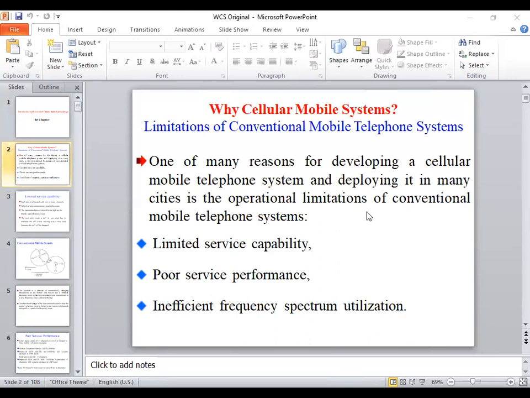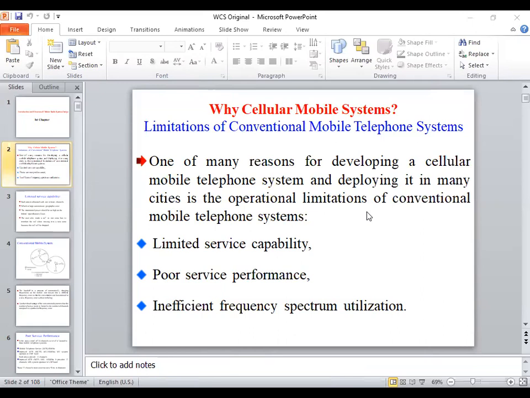Okay. So actually, there are some limitations of conventional mobile telephone systems, like limited service capability, poor service performance, then inefficient frequency spectrum utilization. These all are some of the limitations. That's why we are using cellular mobile systems. Okay, now I am going to start this topic in detail.